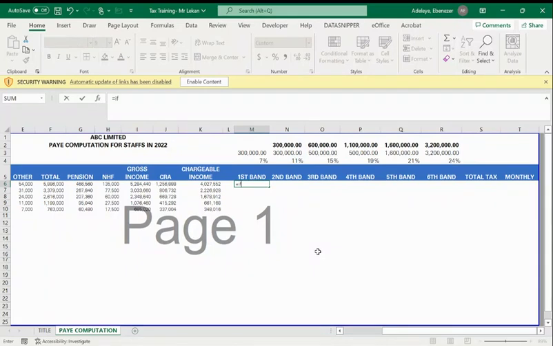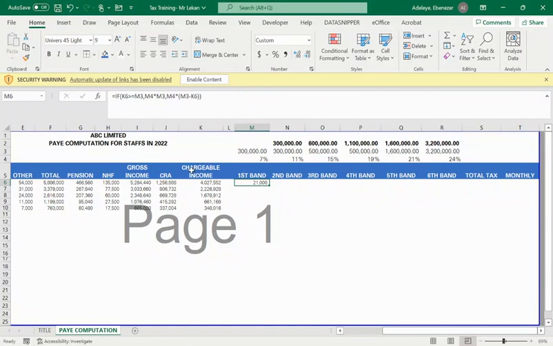In our IF function, we are saying that if our chargeable income is greater than or equal to 300,000, let it give us the rate multiplied by 300,000. Else, let it give us the rate multiplied by the difference. We have to open our parentheses, 300,000 minus chargeable income. We did that so that it doesn't give us a negative figure, and we have to close our parentheses two times.